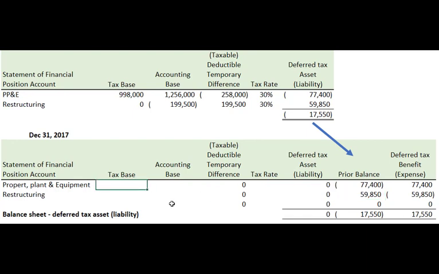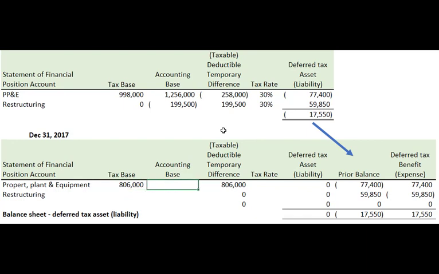And then we look to see what the tax base and the accounting base is at the end of December 31st, 2017. For property, plant, and equipment, which is in part 2, it tells us that the tax base of $998,000 will have been reduced by the CCA of $192,000. You can see that in the question, of capital cost allowance that was claimed in that year.